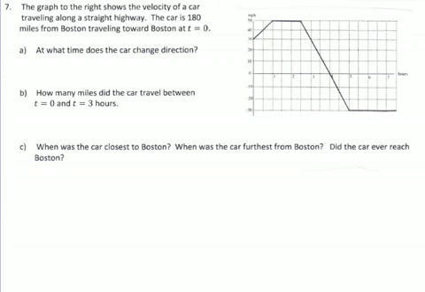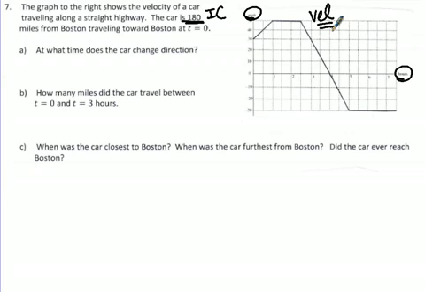Question 7. The graph to the right shows the velocity of a car traveling along a straight highway. The car is 180 miles from Boston, initial condition, this is where we're starting out, traveling toward Boston at time t equal to 0. Notice that the units on our graph, this is in miles per hour, and on my time graph we have hours. So what we have here is a velocity function, and we should note that we're looking at velocity.